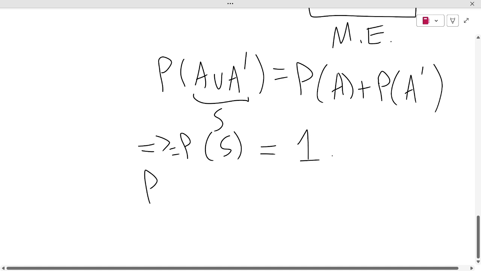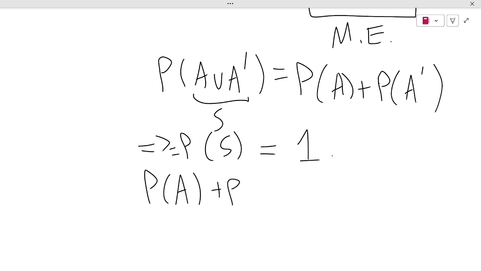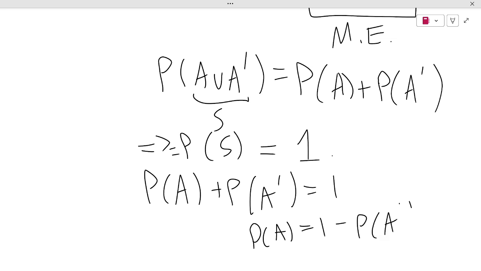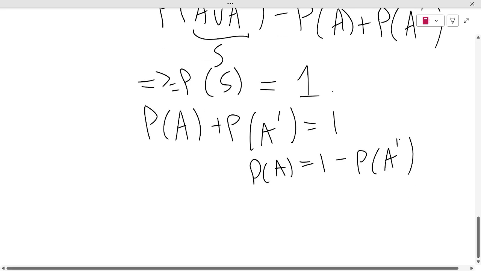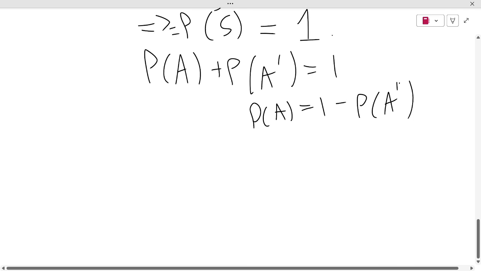And then that gives us, yeah, let's put the pieces together. We know that this is equal to 1. So moving things around, we get that the probability of A is equal to 1 minus the probability of the complement. Okay. So there's that one. Let's go over to a next theory.